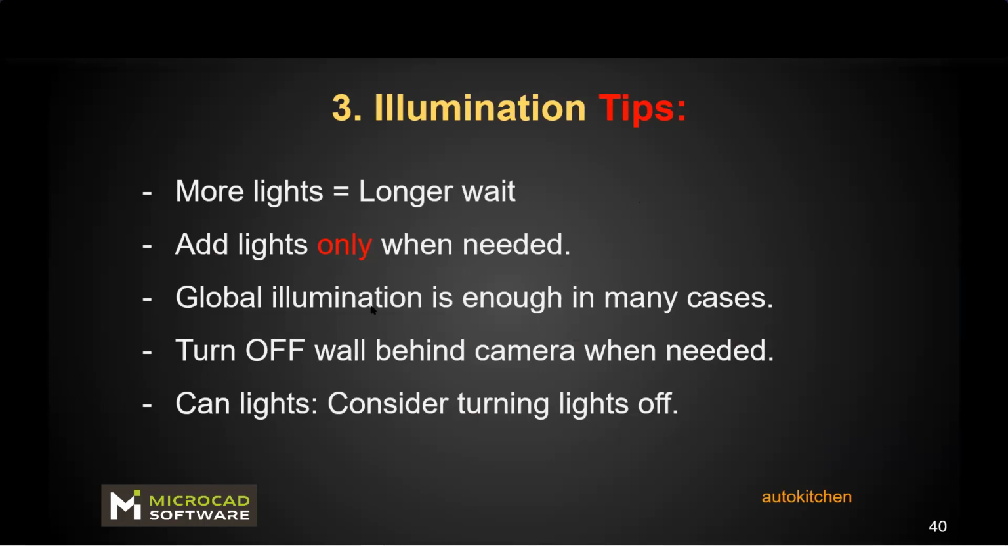If it's not enough and you have a dark room because it's very small or something like that, turn off the wall behind the camera. Just literally the wall behind the camera, turn it off. Go to walls on off and click on that wall. The can lights, if you have can lights or hi-hats or recessed lights, all the same, consider turning the lights off and leave the fixture, because it will look like it's illuminated without taking render time.